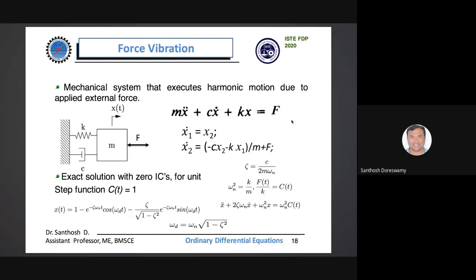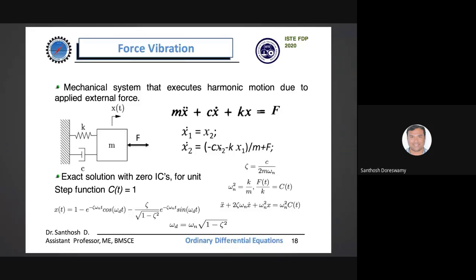You're dividing the whole equation by m first and then doing a manipulation by multiplying and dividing by k on the other side, on the right hand side, so that you'll get f of t by k as an equivalent displacement c of t. So the resulting equation turns out to be in this form.